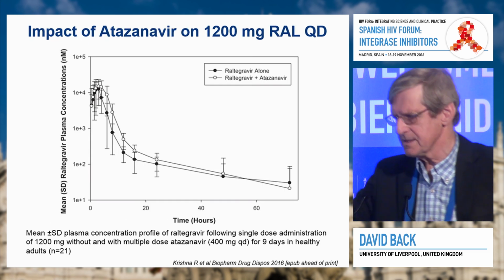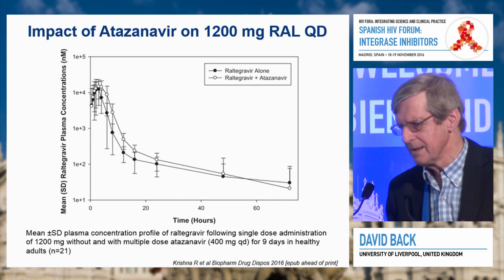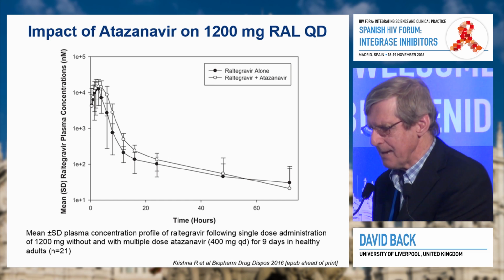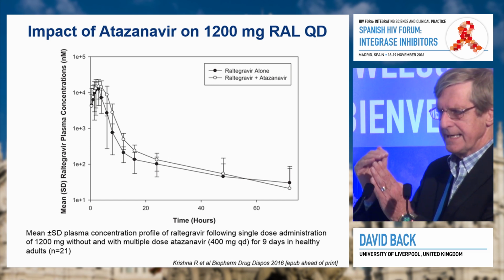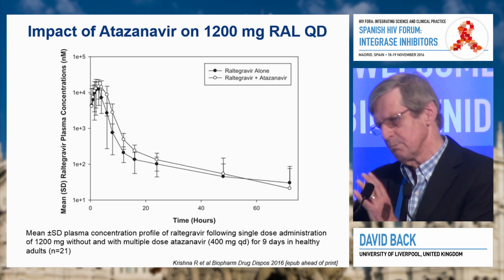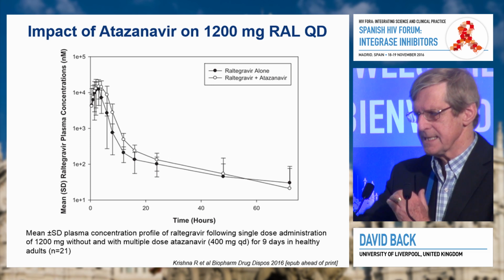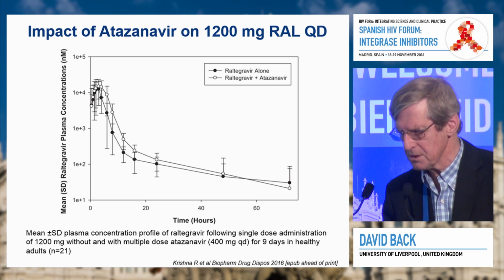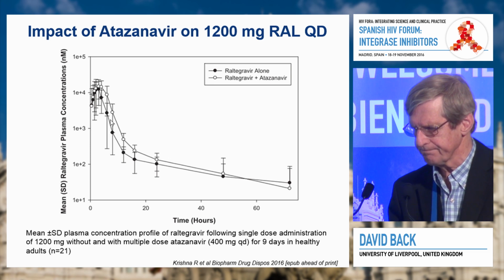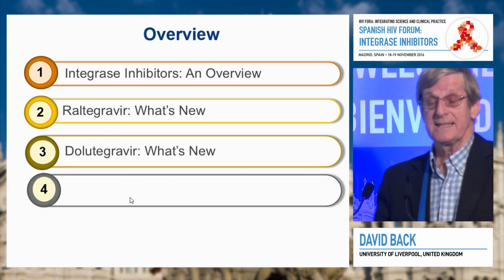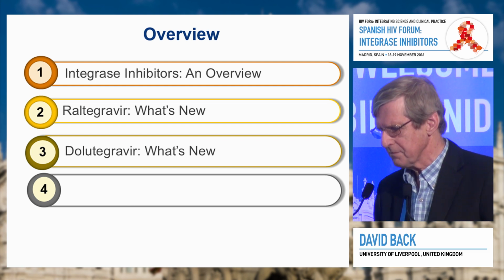And then there was a final study, which I don't want to talk about much, because it was a proof of concept. Raltegravir is metabolized by an enzyme UGT in the liver, and Atazanavir can inhibit that, which is why we get hyperbilirubinemia with Atazanavir. It does increase raltegravir exposure, particularly around the maximum concentration. So I think that's an example of some of the things that are new with raltegravir.